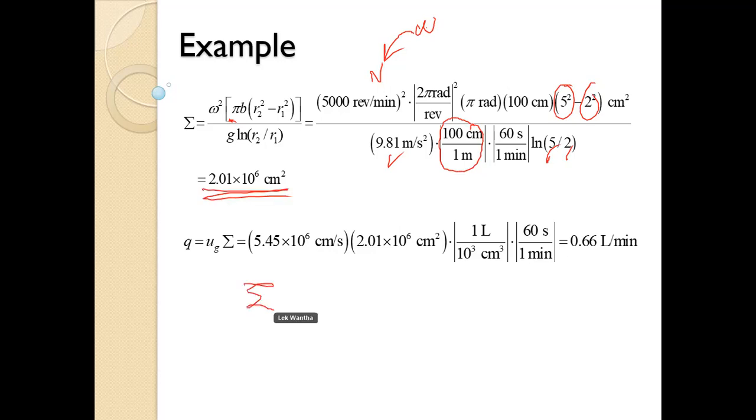The sigma factor equals Q over UG. You know the sigma factor and you know UG, so you can calculate Q. Q is the feed rate. For this case, the feed rate is 0.66 liter per minute.